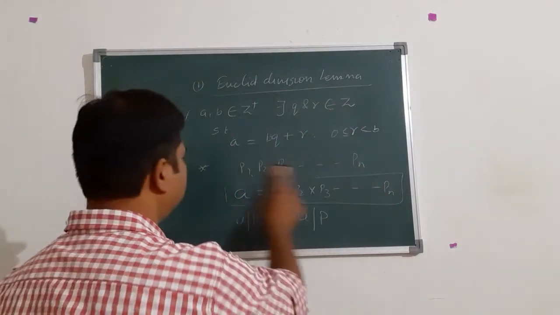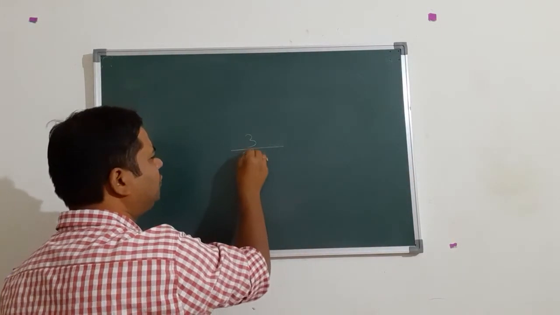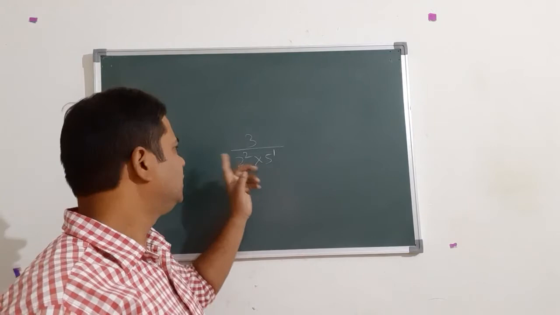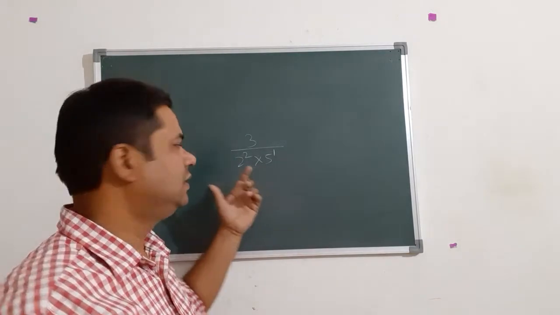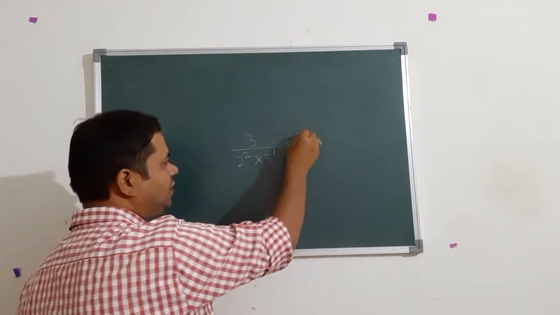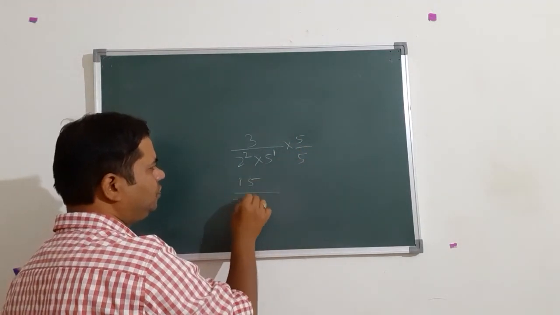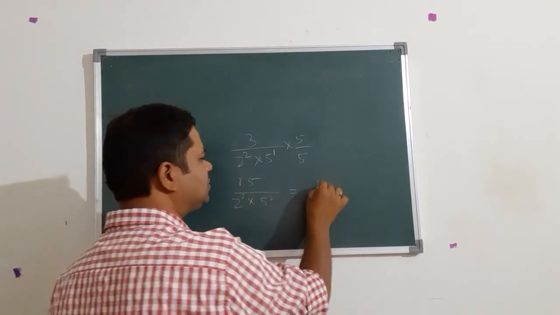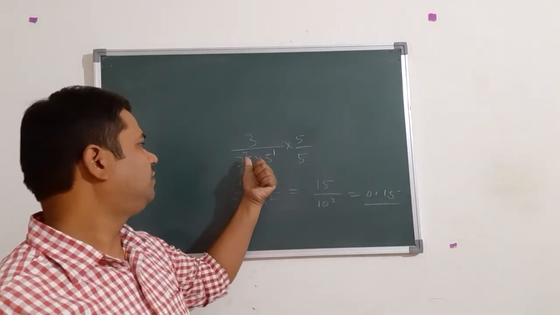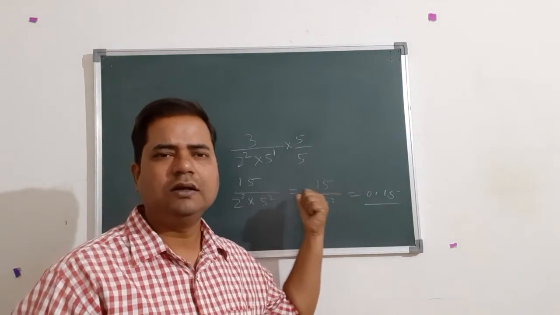Suppose we are given some more questions like 3 upon 2 power 2 into 5 power 1. After how many places does this particular expansion terminate? So first we see the powers, 2 power 2 and 5 power 1. So we just multiply by 5, and you see 15 upon 2 power 2 into 5 power 2. That is 15 upon 10 to power 2, that is 0.15. So you see here, after 2 places of decimal, this decimal expansion terminates.